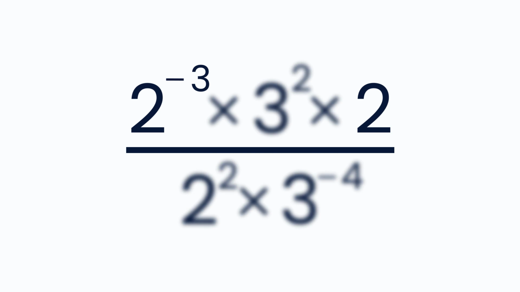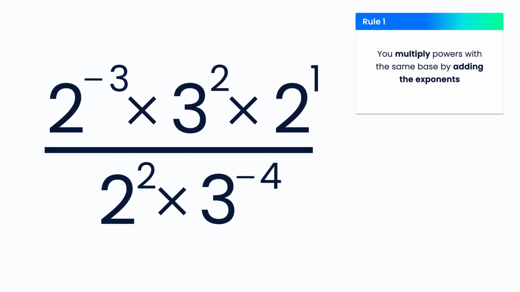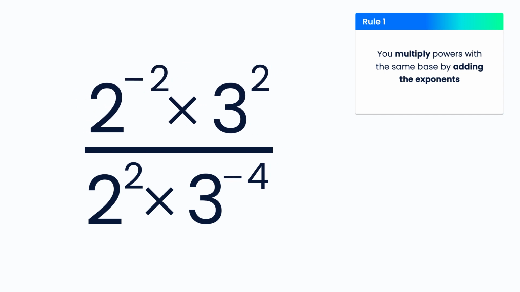You start by combining powers with the same bases in the numerator. Recall that 2 can be written as 2 to the power of 1. Because multiplication is the only operation in the numerator, you're allowed to change the order of the factors. Now you have 2 to the power of minus 3 and 2 to the power of 1. You use Rule 1 and get 2 to the power of minus 3 plus 1, which equals 2 to the power of minus 2.